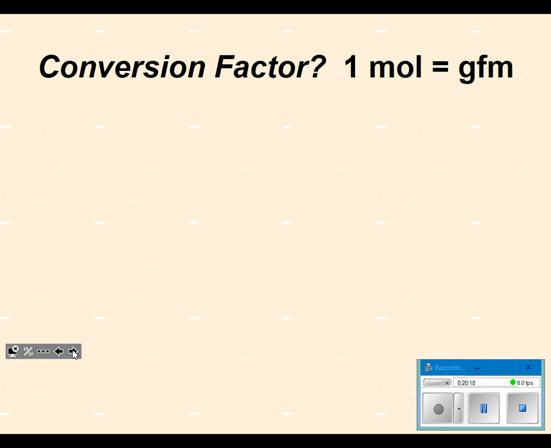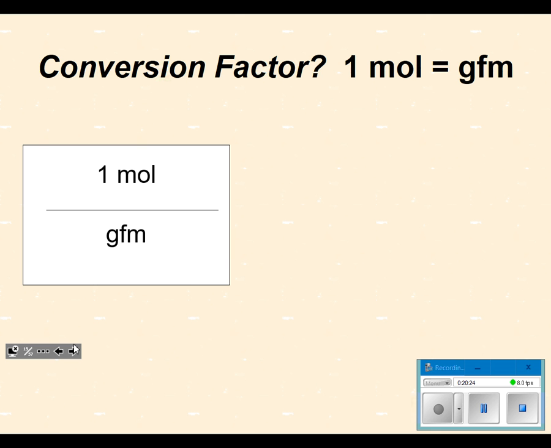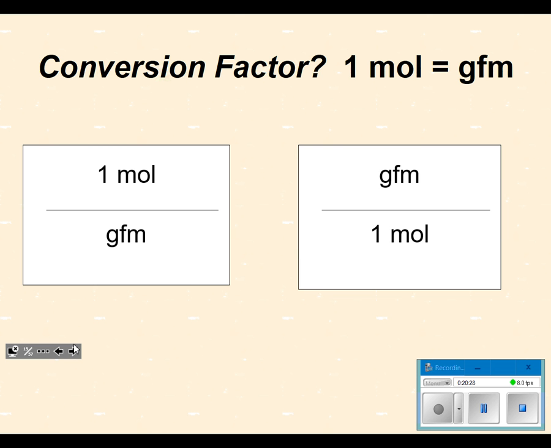So originally we had the 1 over 6.02 times 10 to the 23rd representative particles. Well, now we also have 1 mole over the GFM, or we have the GFM over 1 mole. So this again is just a way to convert using our dimensional analysis.